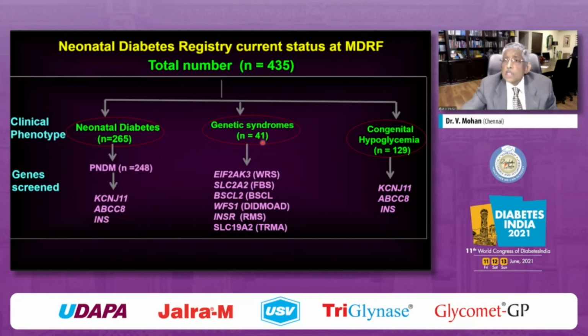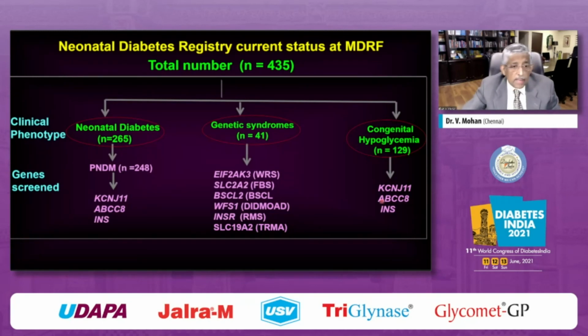We have various genetic syndromes which come to us, Wolcott-Rallison syndrome and many others, Didmoad syndrome and the TRMA, the thiamine responsive megaloblastic anemia syndromes. From all over the country, they come to us and we're able to accurately diagnose and say which particular type of diabetes. I also said we have 129 cases of congenital hypoglycemia.